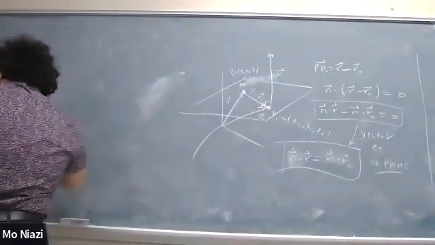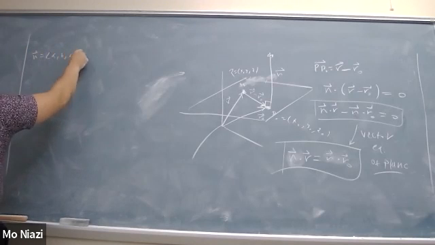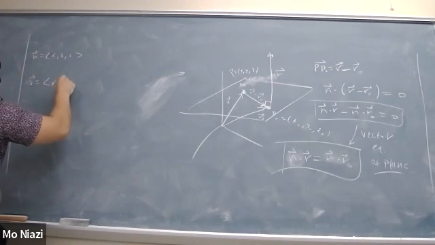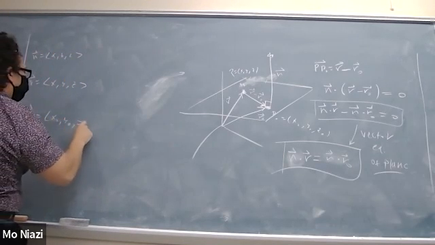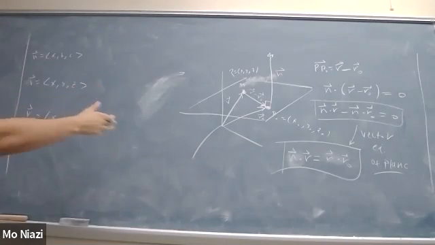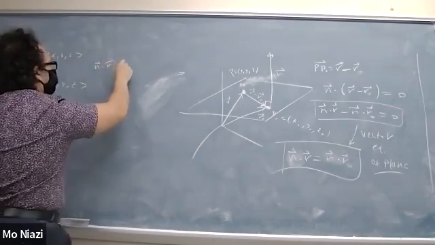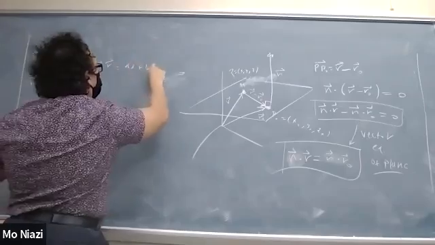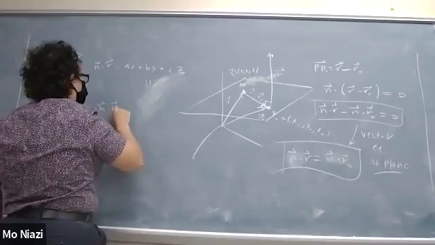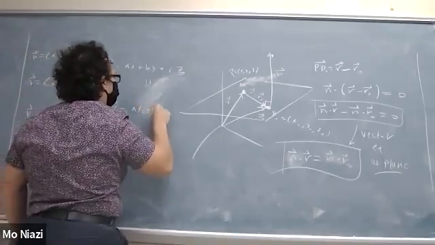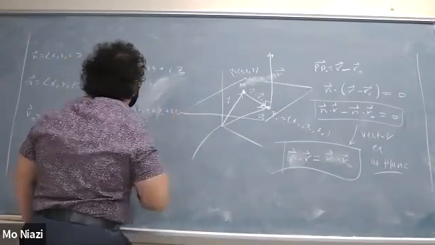So if we let n have values a, b, c, and we know r is equal to x, y, z, and we know r naught is equal to x naught, y naught, z naught, this equation right here states that n dot r, which is equal to ax plus by plus cz, should be equal to n dot r naught, which is equal to ax naught plus by naught plus cz naught. They're equal.